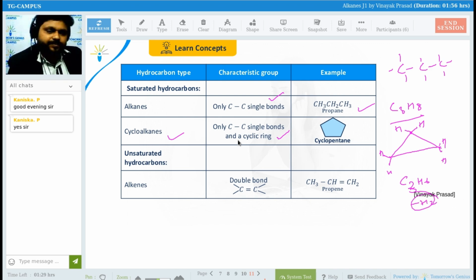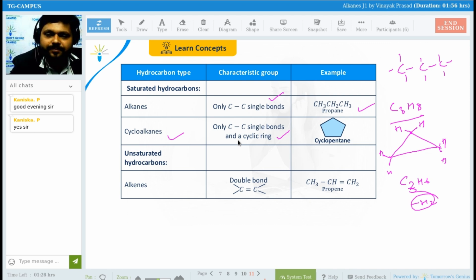Getting my point, everyone? So what is the basic difference between propane and cyclopropane? What is the basic difference, guys? There is a difference of 2 hydrogen in this case. Yes? Any doubt? No? Fine. So the same goes here.